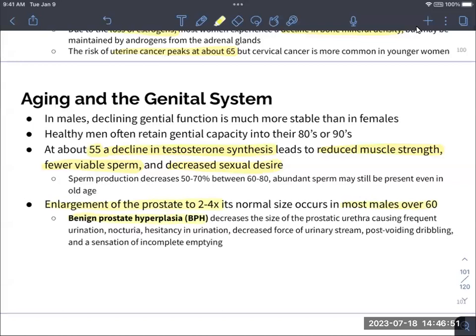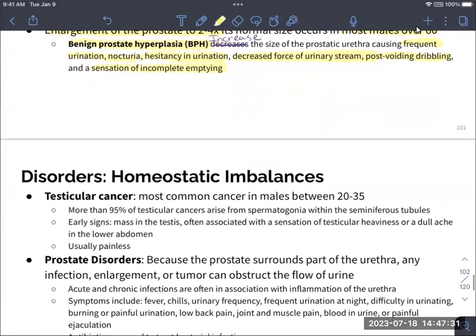Benign prostate hyperplasia is an increase, this is decrease, it should be increase, in size of the prostate, which leads to frequent urination, nocturia, going to the bathroom at night, and hesitancy in urination. It's hard to get it started. There is decreased force and stream, post-voiding dribbling, and a sensation of incomplete emptying because the prostate is closing off the urethra, making it harder for urine to pass through.